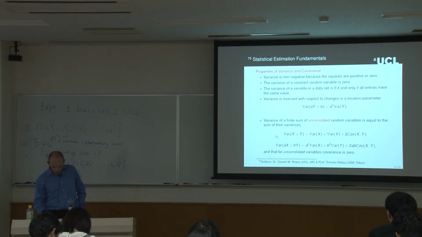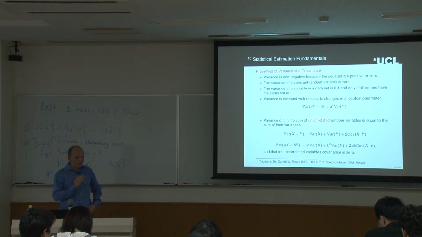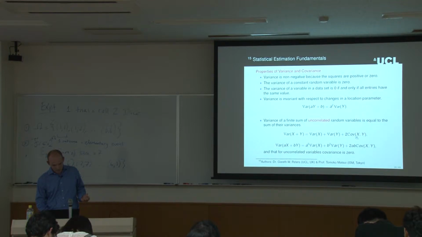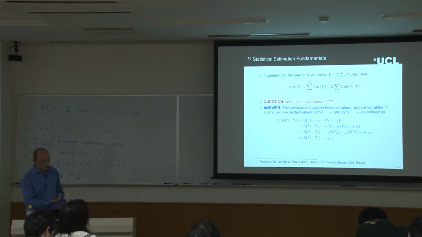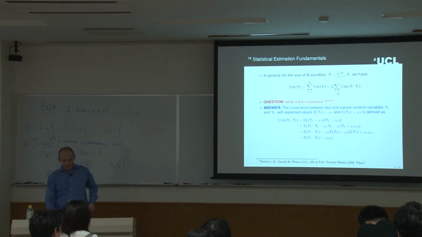Also, if you have uncorrelated random variables, then the variance of a finite sum of these uncorrelated random variables is equal to the sum of their variances. So for x and y, the variance of x plus y is equal to the variance of x plus the variance of y, plus 2 times the covariance. If these are uncorrelated random variables, then of course the covariance is equal to 0 because they're uncorrelated. And this idea extends with constants a and b as up here. So in general, for a sum of n variables, we have this expression for the variance of y, where y is the sum of n different random variables yi. Just sum up their variances plus 2 times this sum of the covariances, where you just take the lower diagonal, so i less than j.